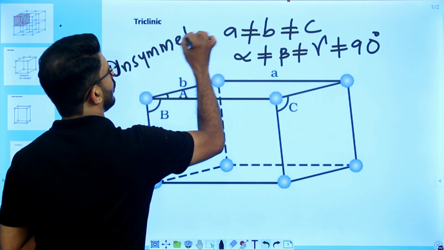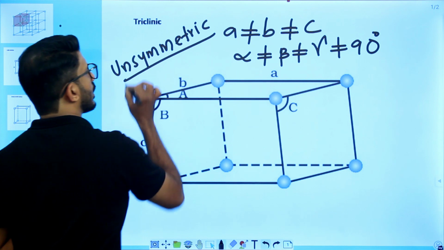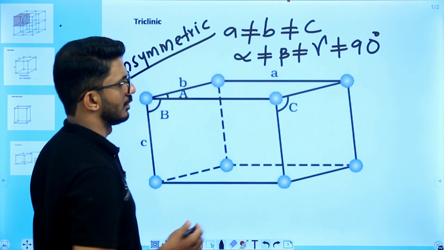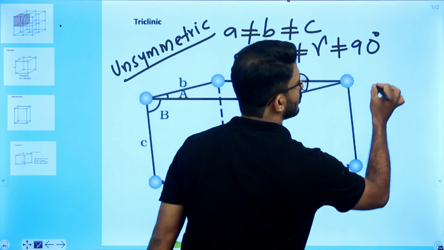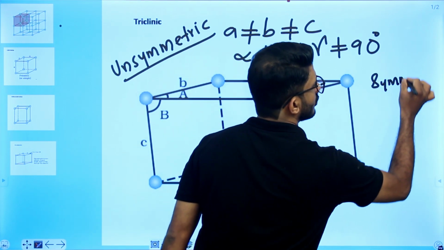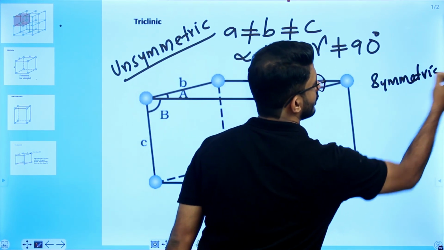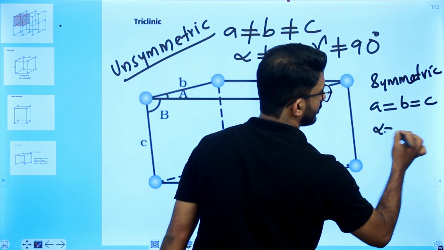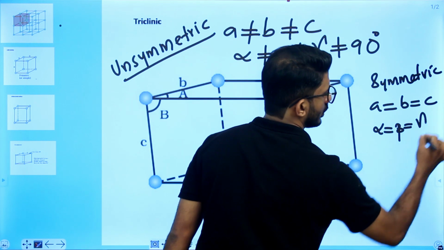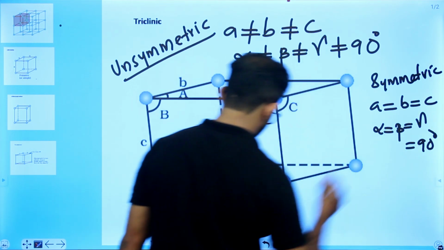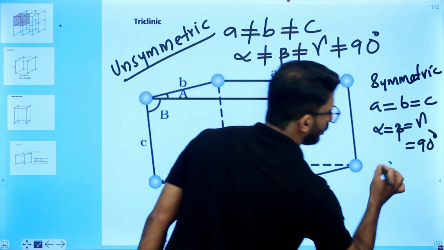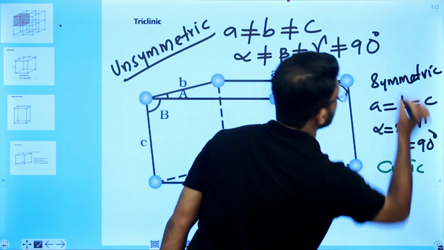All are unsymmetric, that means everything is different. And one question: which is the most symmetric one? Most symmetric, where everything is equal. That is A is equal to B is equal to C, alpha is equal to beta is equal to gamma is equal to 90 degree. Which is the most symmetric one? That is cubic.